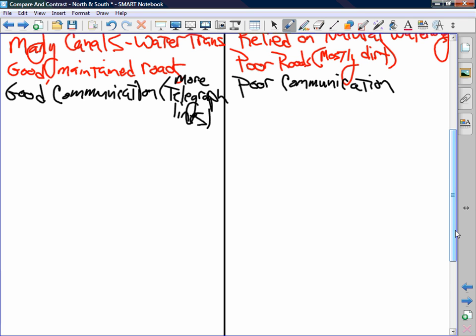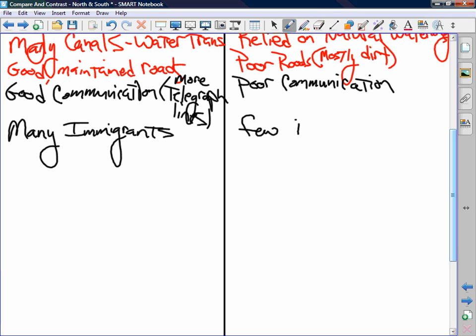What about immigration? Oh, okay, good. In the north, there were many immigrants. And in the south, there were few immigrants. Because not many immigrants wanted to go to the south because the immigrants were drawn to the whats of the north. The south didn't have a lot of.